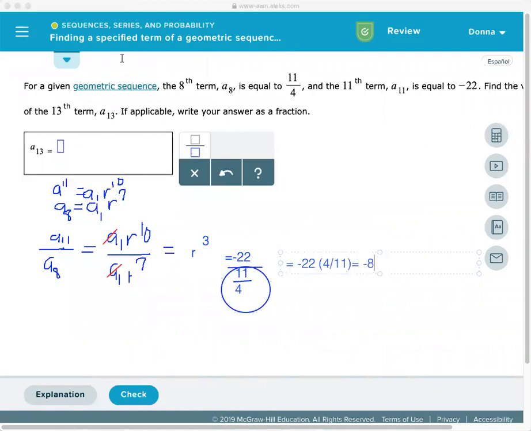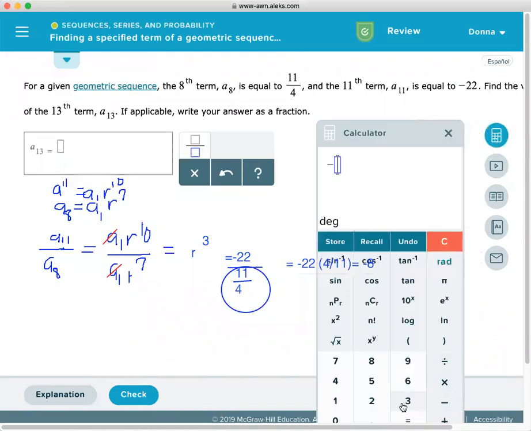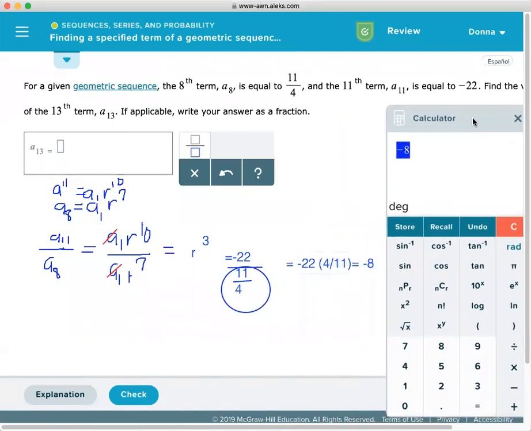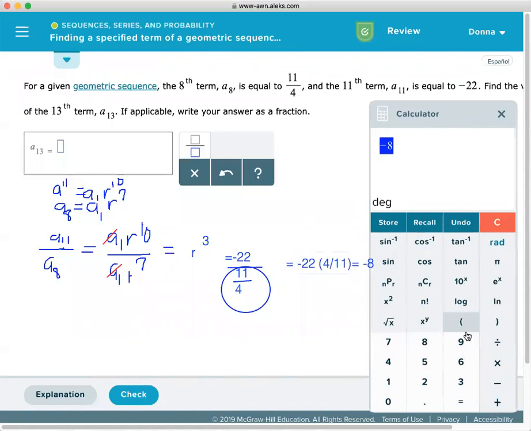But if you did it on the ALEKS calculator and you did minus 22 divided by 11/4, it'll give you negative 8 as well. So you get negative 8 is equal to r cubed. And then if you take the cube root, the cube root of 8 is equal to 2. And so the cube root of negative 8 is negative 2. So we have r is equal to negative 2.